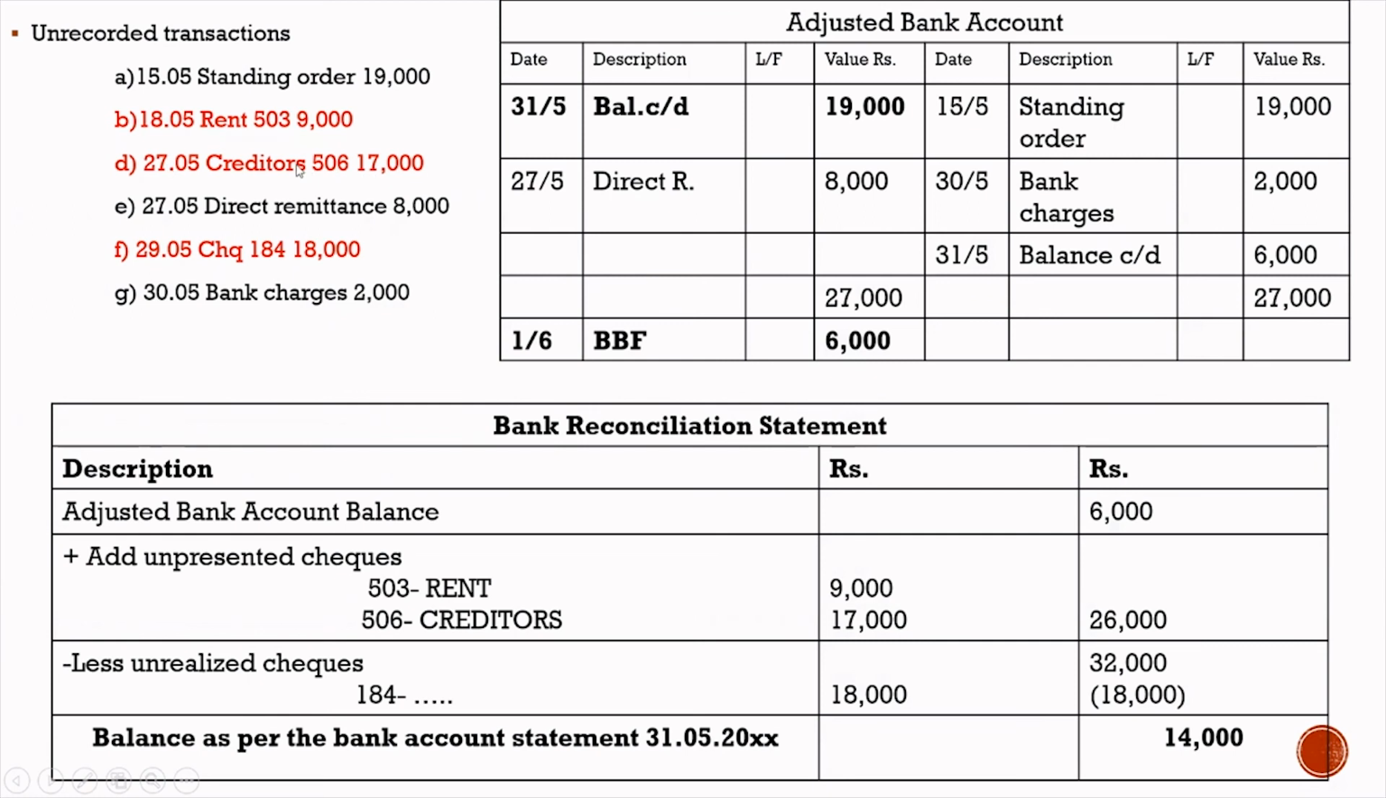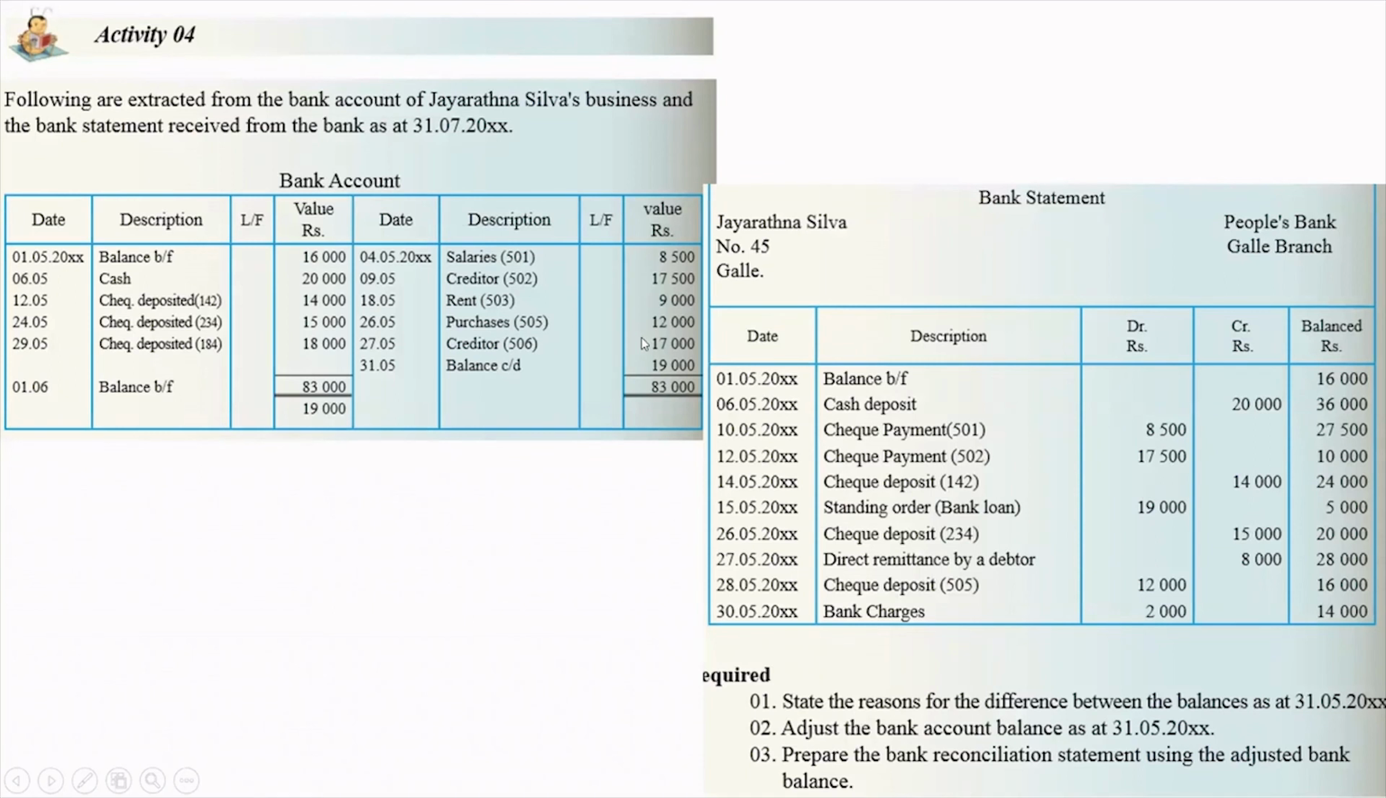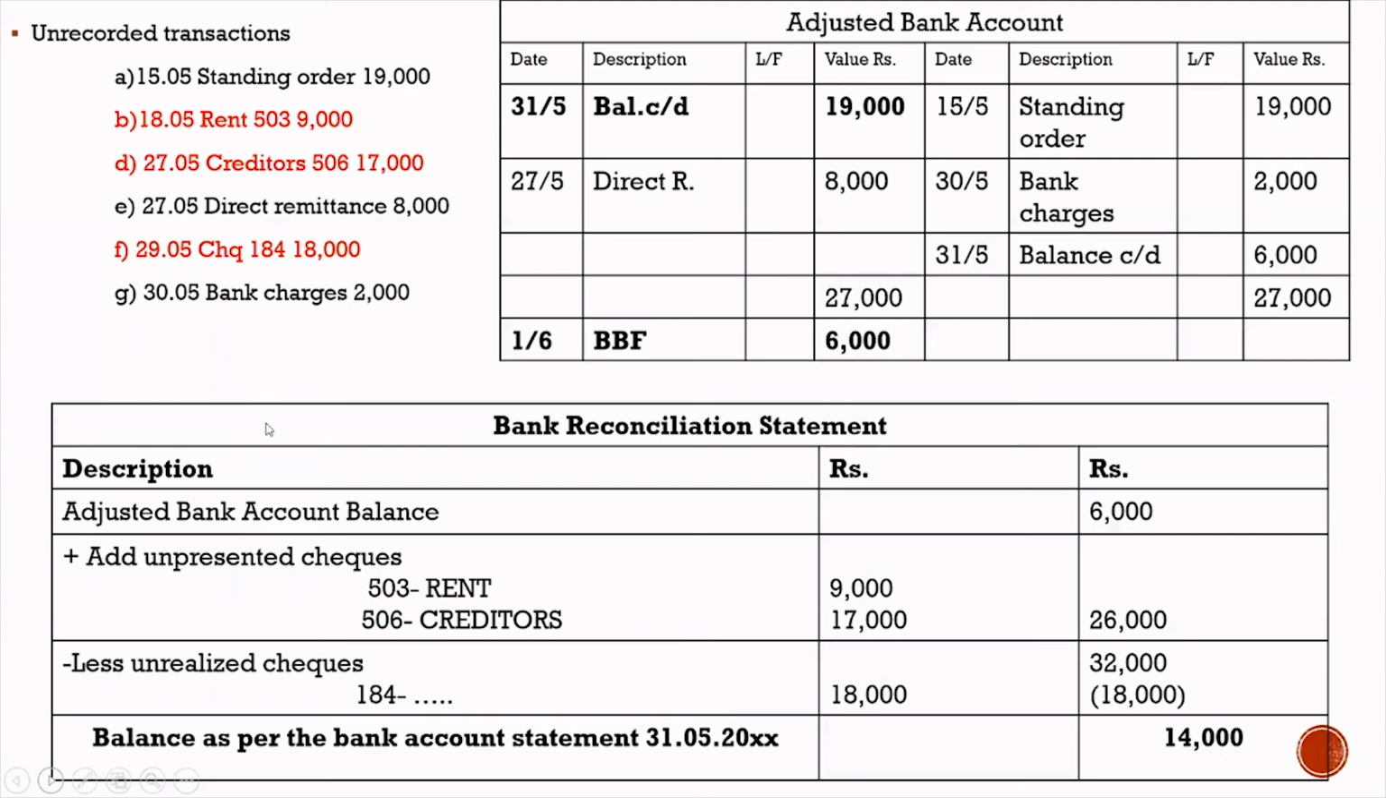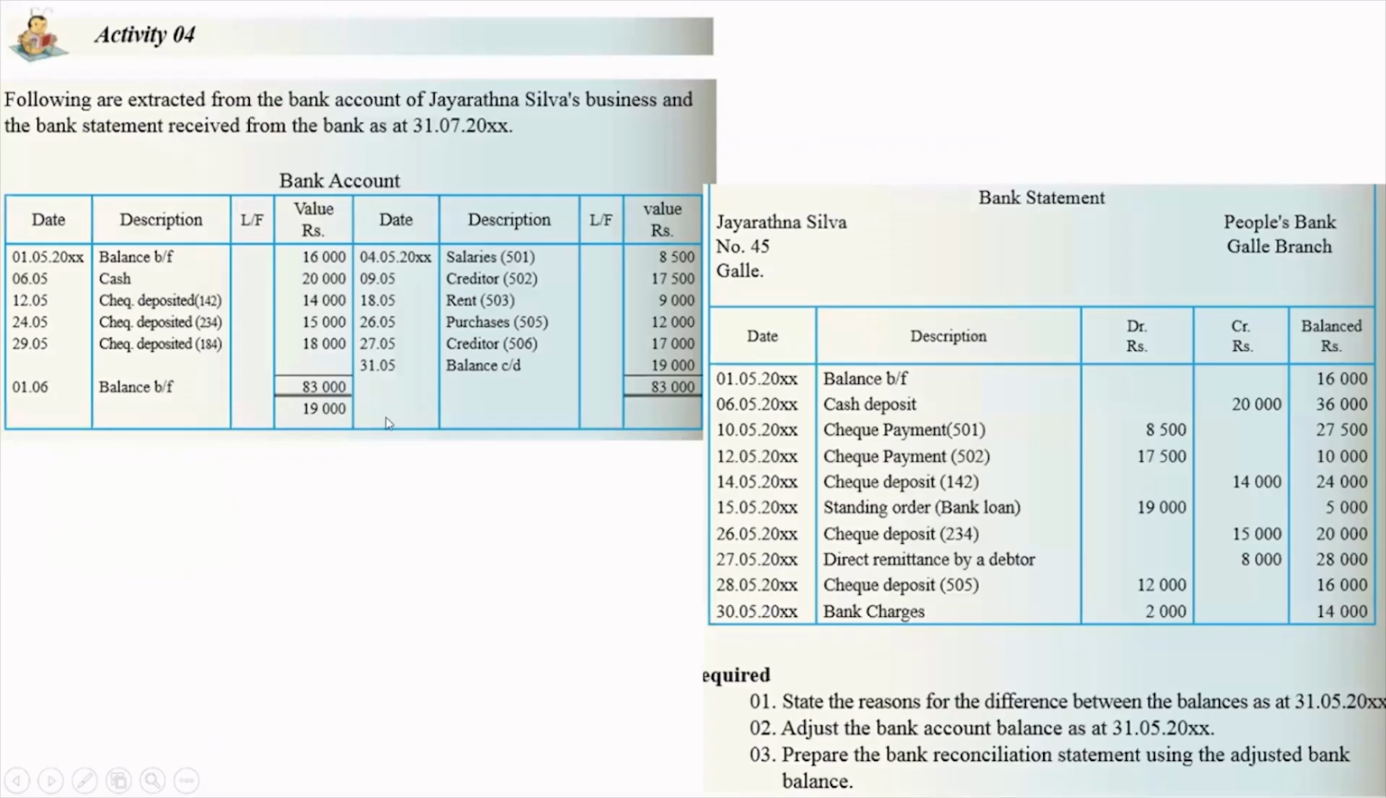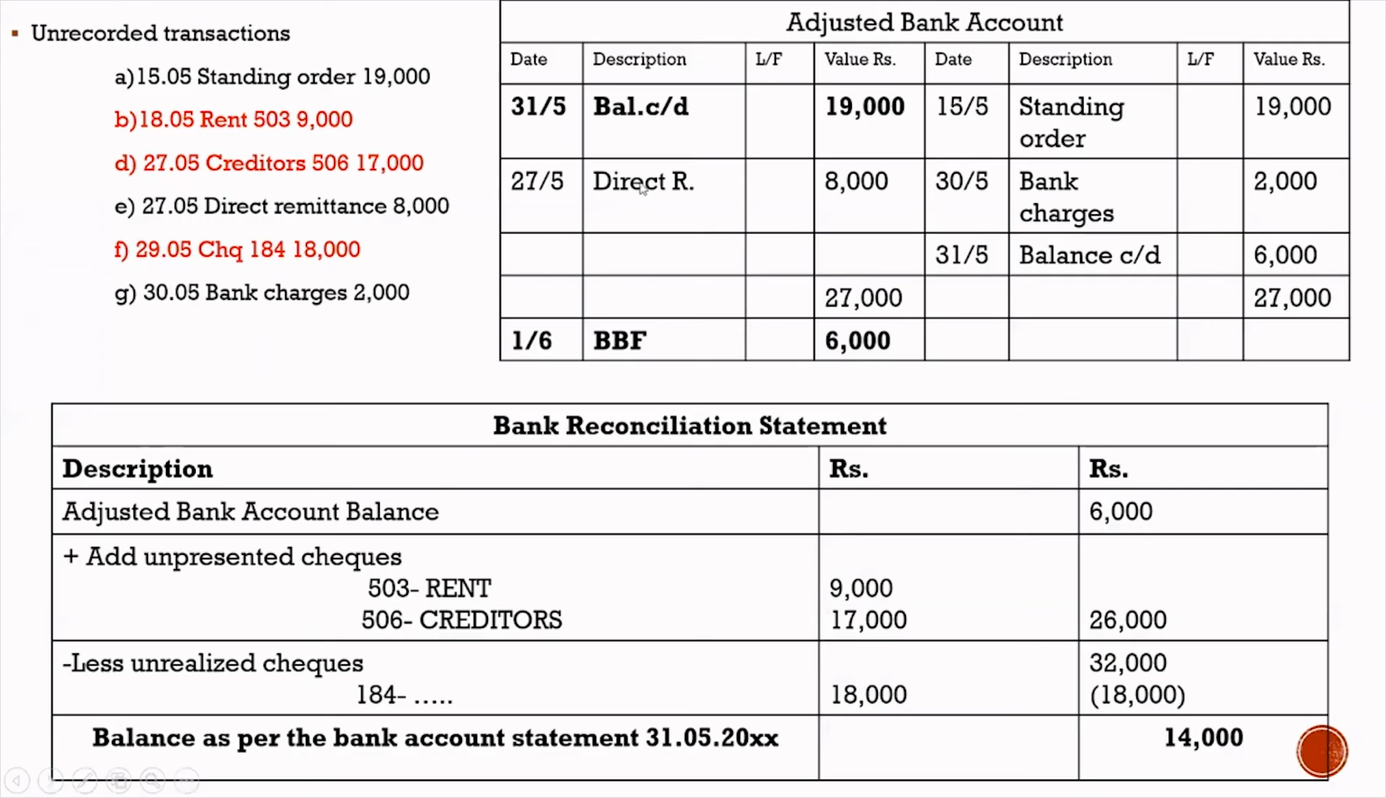Creditors paid, right? 17,000, check number 506. 506 is not mentioned. So that is also an unpresented check. That is why I have highlighted it. Next, direct remittance. Direct remittance means we are getting a direct deposit. So we have to put it in the business account because that 8,000 is not there in our bank account. So I have added that as well.